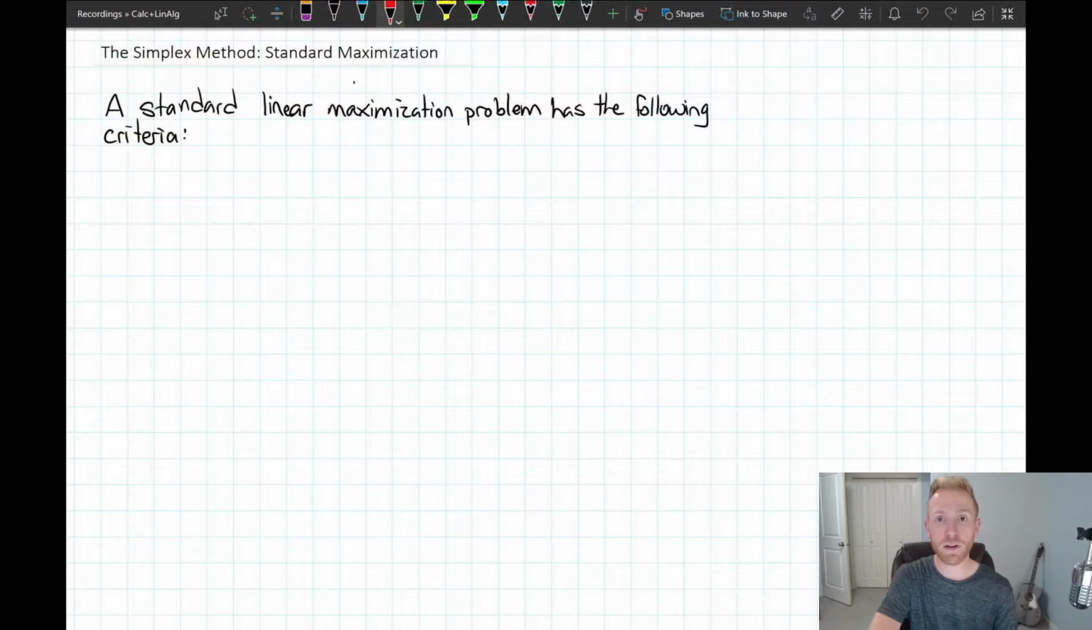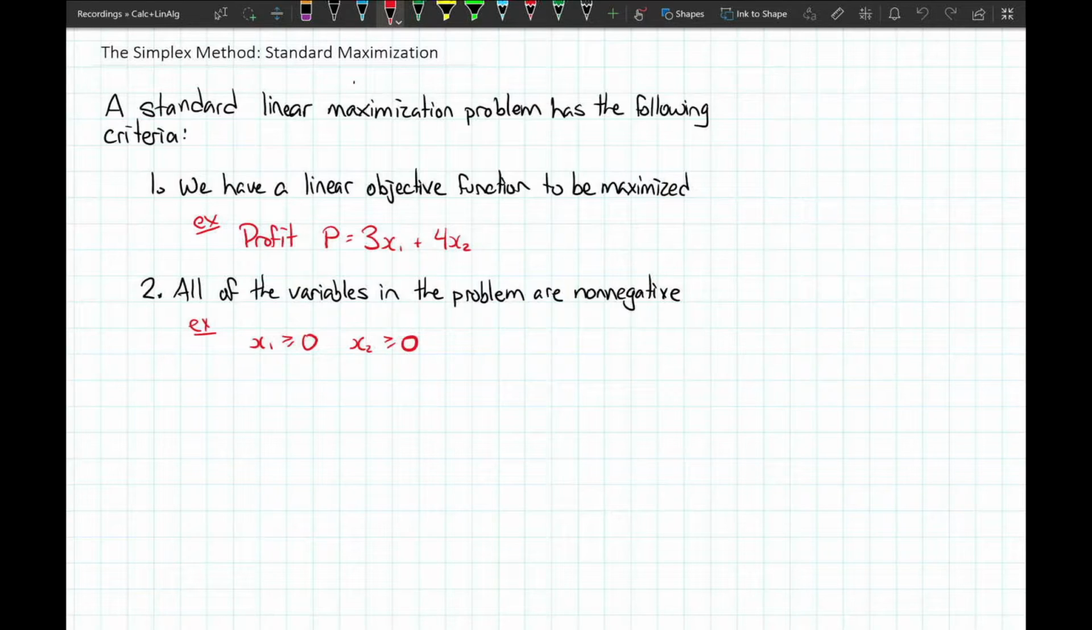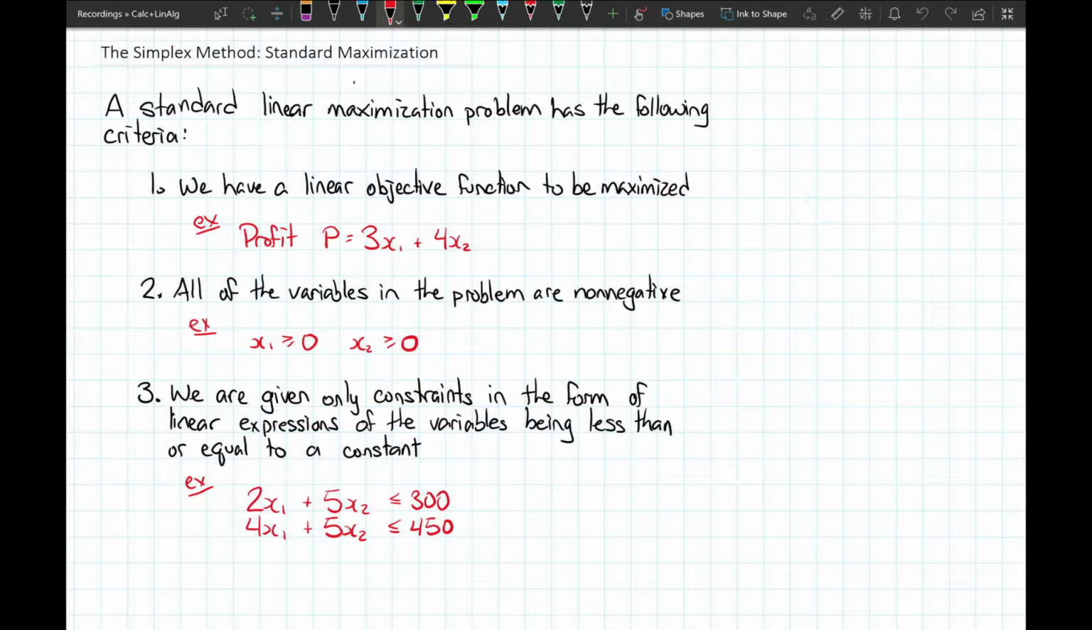There's a few different criteria that we have involved. The first criteria might be a bit obvious. We have to have a linear objective function that is to be maximized. That's why we're looking at a standard maximization problem. The second criteria is that all of the variables in the problem are non-negative. Last but not least, also just as important, all of the constraints must be in the form of linear expressions of the variables that are less than or equal to a constant.